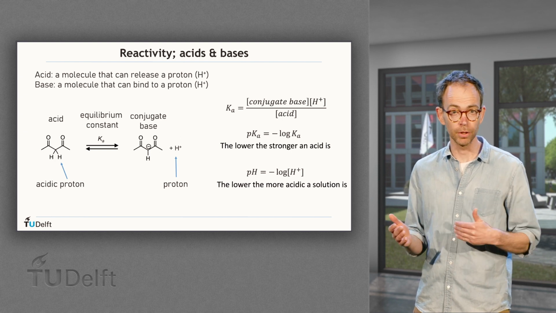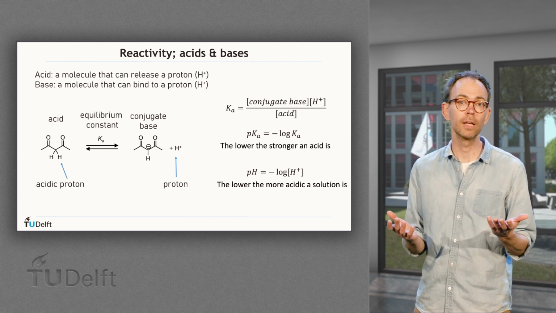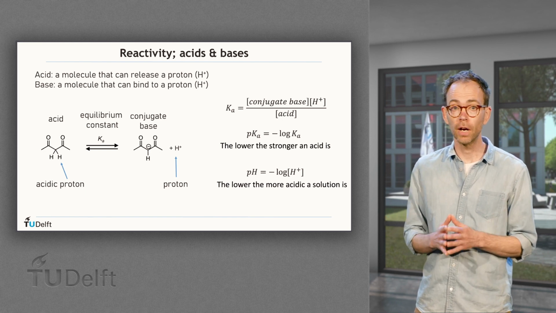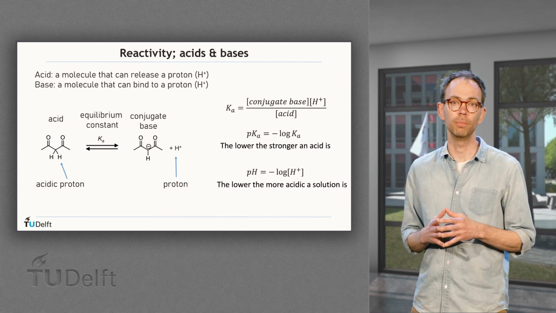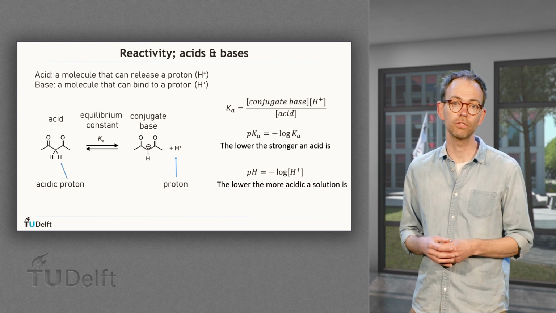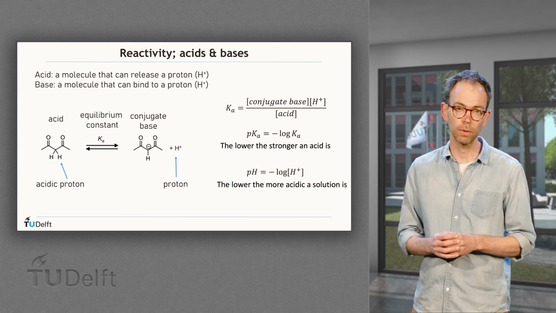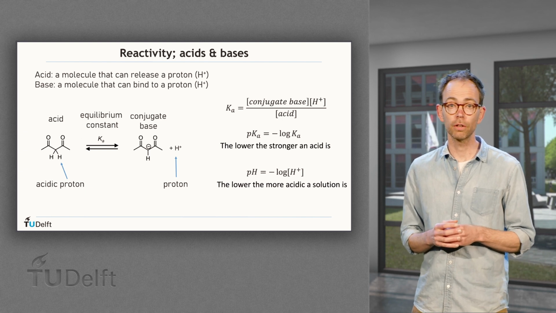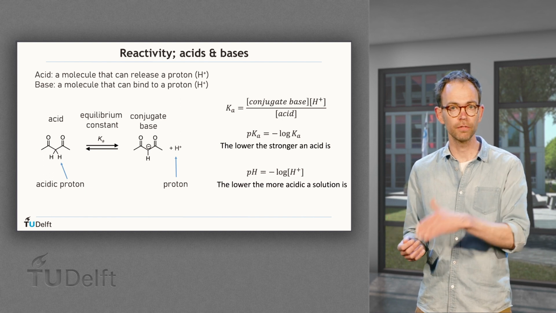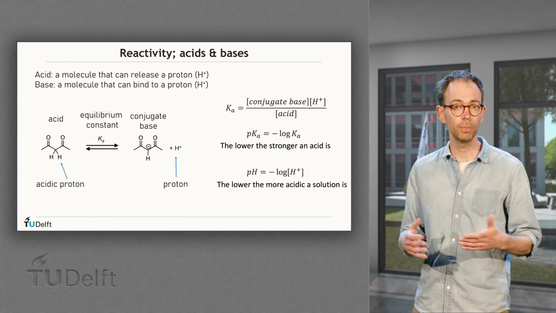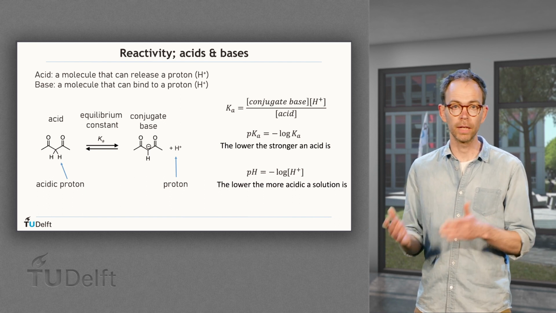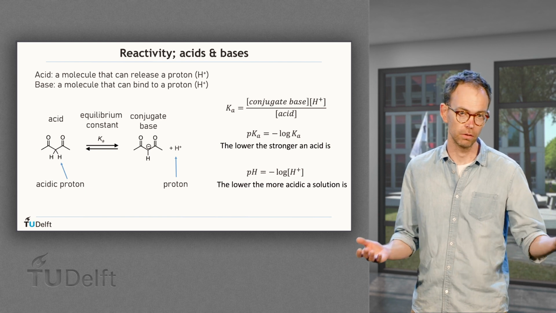As this is an equilibrium, there is an equilibrium constant Ka. Ka is defined as the concentration of the conjugate base multiplied by the concentration of protons divided by the concentration of acid at equilibrium. You may have heard of something called a pKa. pKa is minus log of the equilibrium constant. We use pKa as a measure for how strong an acid is. The lower the pKa of the molecule, the stronger an acid is.